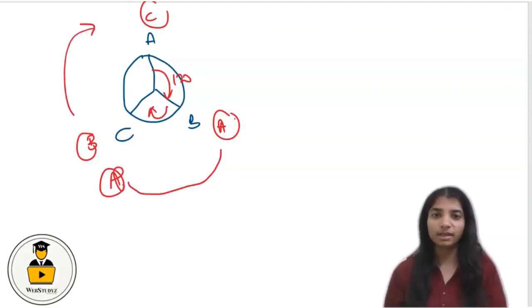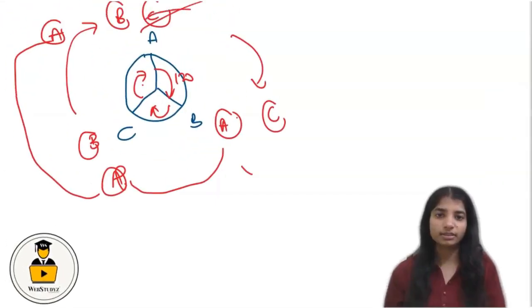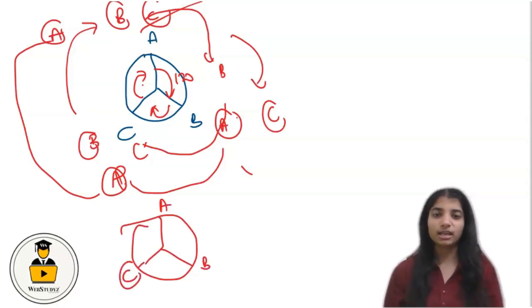this B will be here and this C will be here. Now again if we rotate this through an angle of 120 degrees, this A will be here, this B will be here and this C will be here at their initial position. So after 3 rotations, we got the same initial figure, that is A, B and C. So in order to reach its initial position, it takes 3 rotations. So this is the answer to this part.